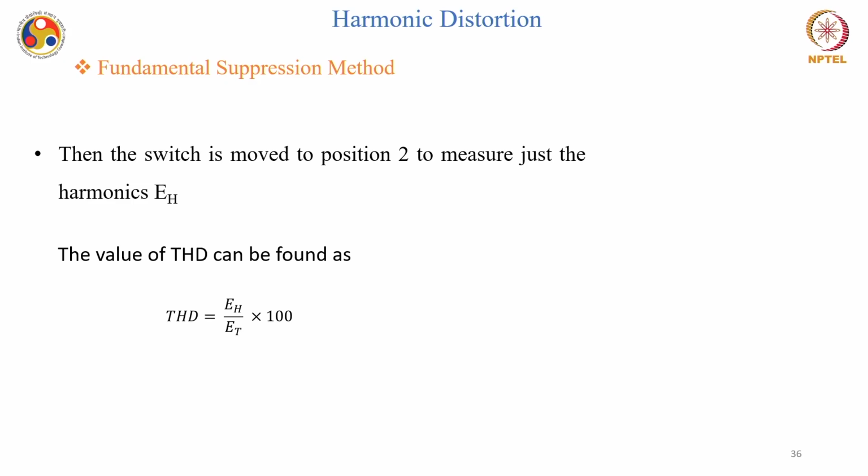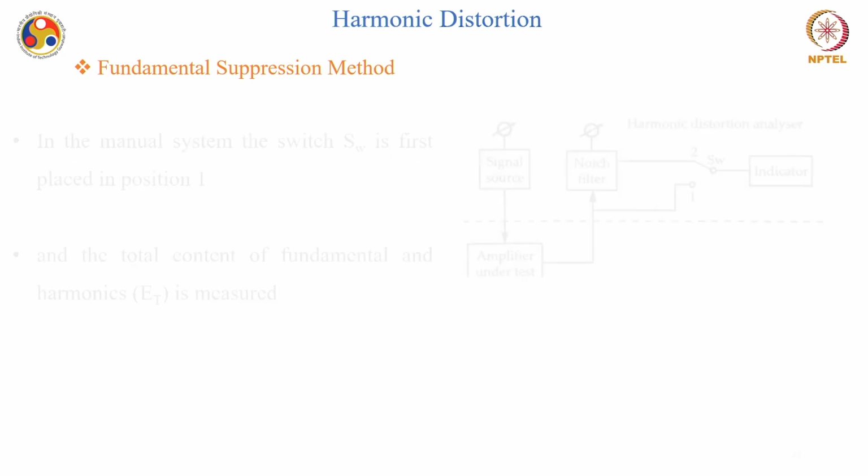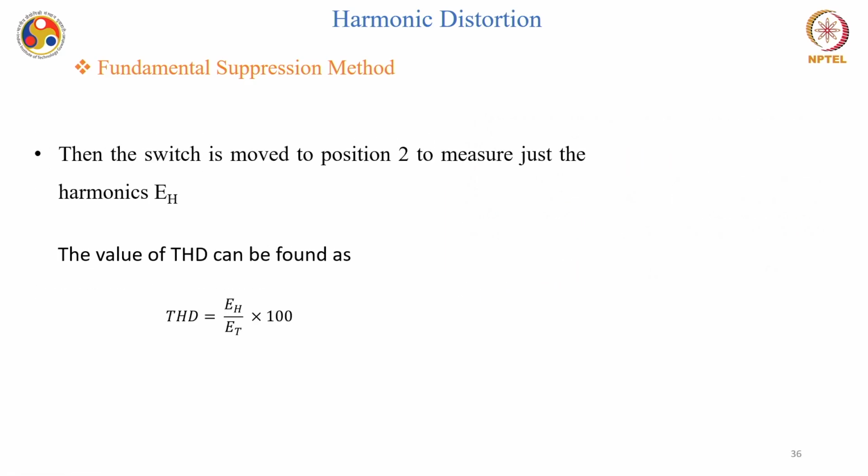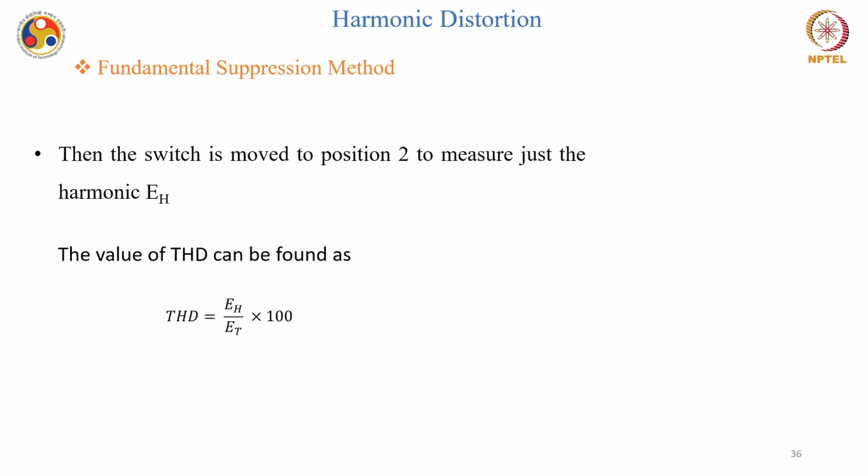Then the switch is moved to position 2 to measure just the harmonic, because when this switch is connected to position 2, the signal that is received here is the signal which is passed from this amplifier and then passed through this notch filter. When it was connected to position 1, the notch filter was disconnected. Here the notch filter is now connected. In that case, you only have the fundamental frequency at the output. After disconnecting from position 1, the switch is moved to position 2 to measure just the harmonic EH.